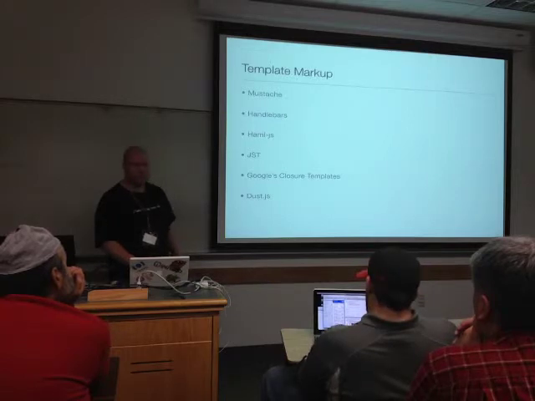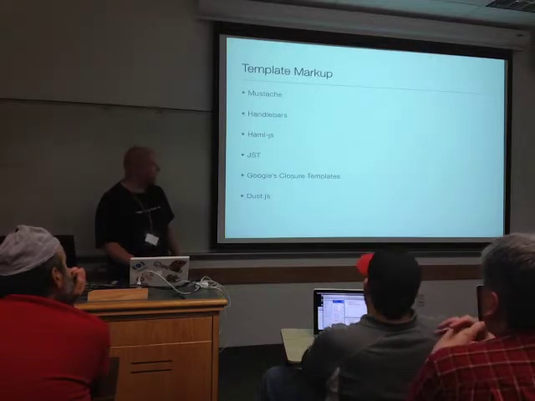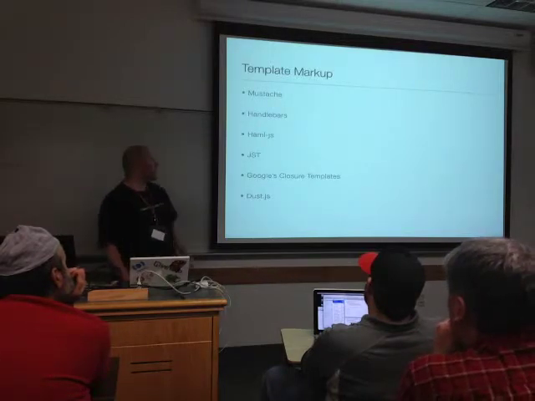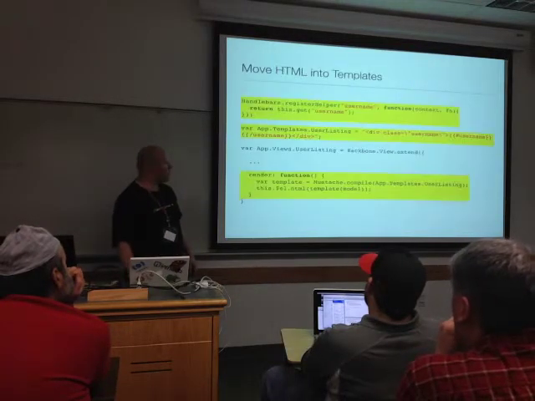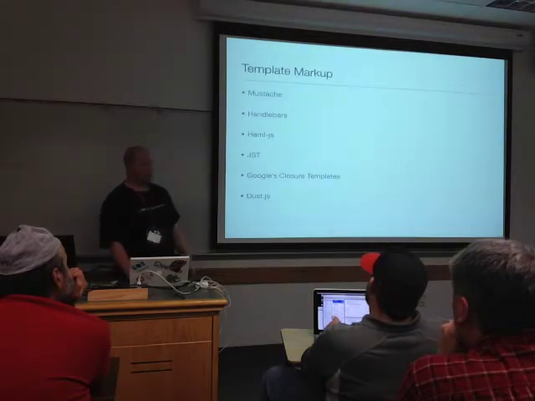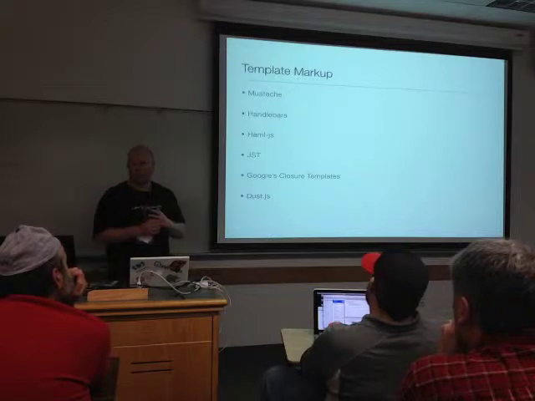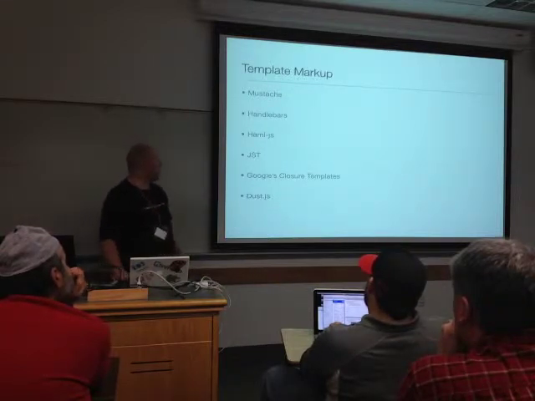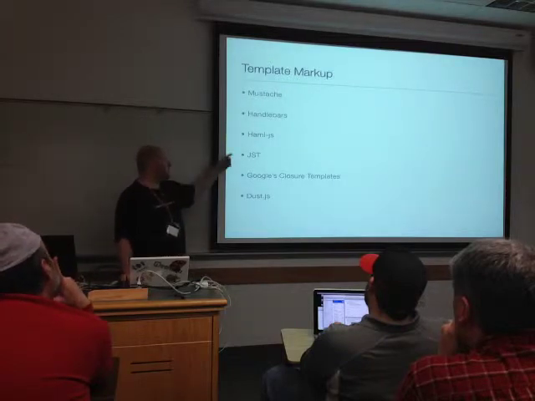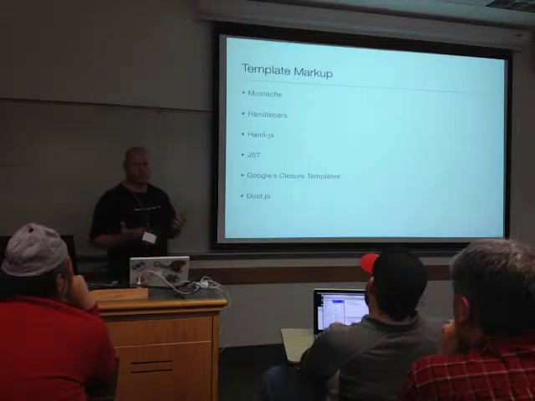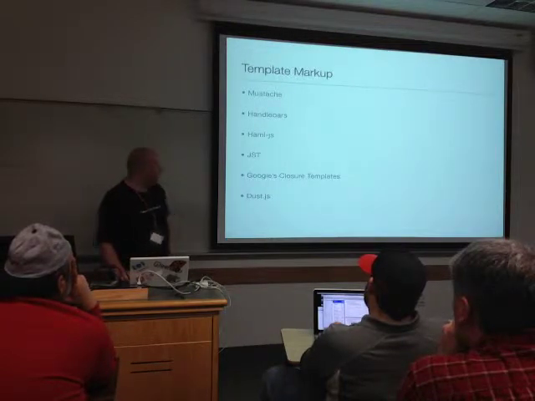So far, so good? Okay. So there are a whole bunch of options for template markups. Mustache is what initially started using these curly braces that you have here. Handlebars just expands on that, gives you a little more functionality there. It's written by Yehuda Katz, who wrote Ember.js. I really like it. Haml.js is based on a markup language that I think originated with Ruby and is pretty popular in the Ruby on Rails framework.